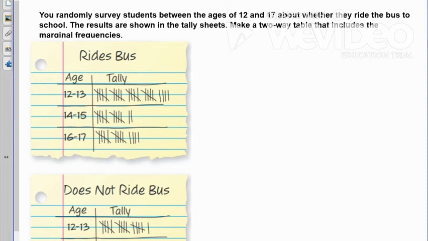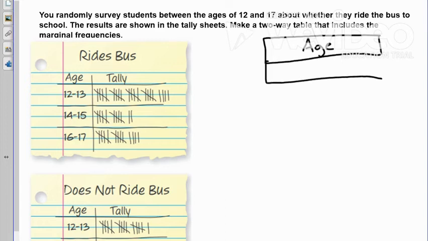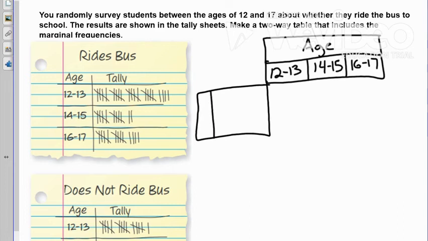So what we're going to do is start by doing our age column. So we'll start by saying age is up here. That's our first. Now we have to make our subgroups. So we have 3 sections: 12 to 13, 14 to 15, and 16 to 17. Now we have our other set here. We'll set this up here. This is going to be our rides the bus. So we either have yes or no. So this is rides bus, and this is in students.